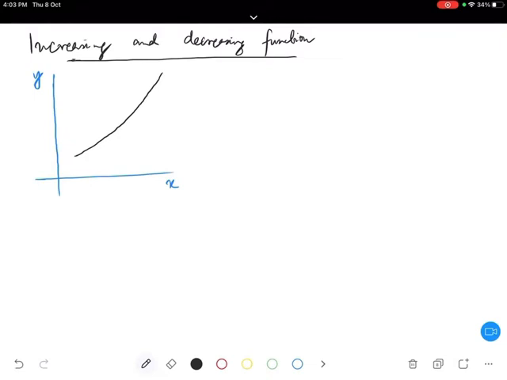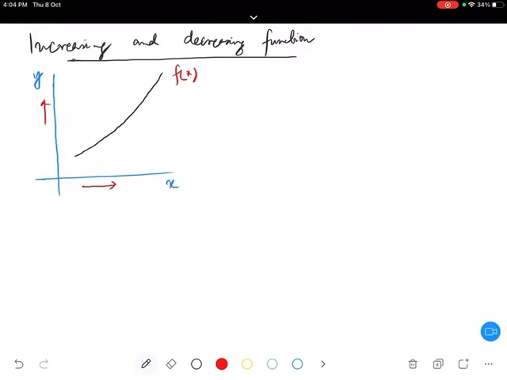Why is this one increasing? Because if I increase the value of x, the y value is also increasing. Yes or no? With increase in x, the y value is also increasing. Or basically we can say, if I increase x, if f(x) is increasing, we can say that the function is an increasing function. Okay? But the definition of this thing is something different.